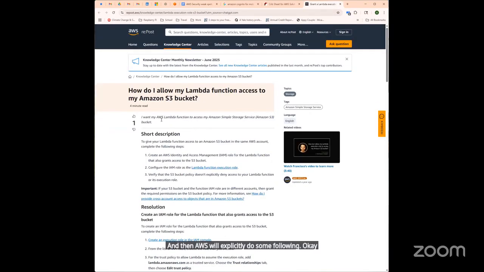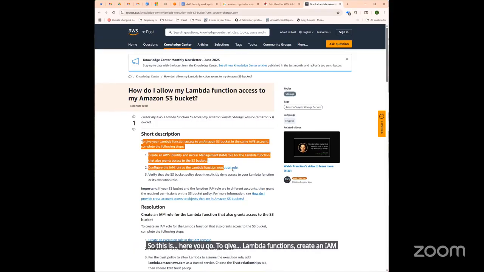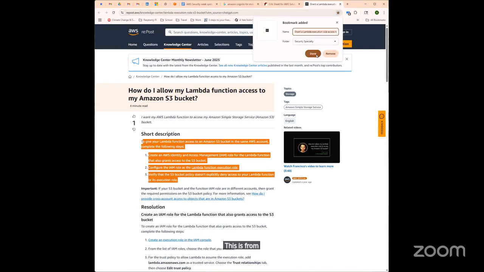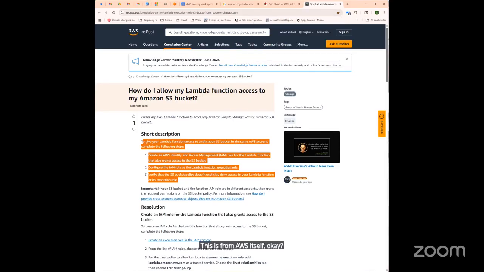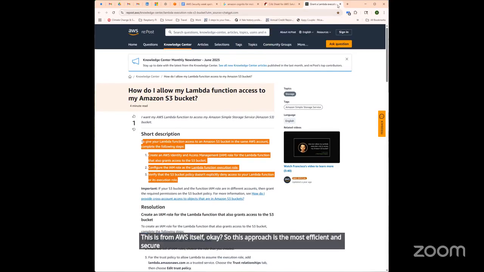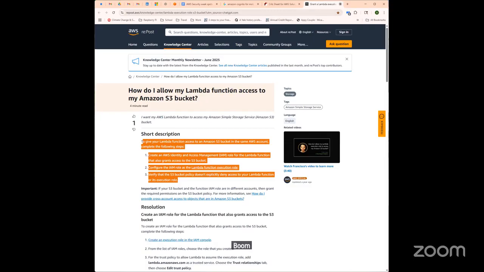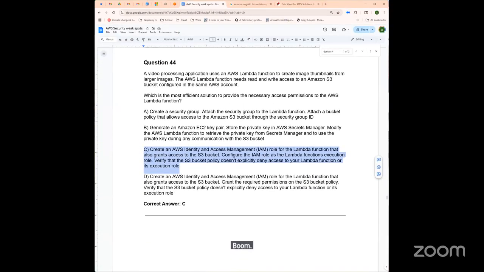Okay, so here you go. To give Lambda functions access, create an IAM role, configure the role as the Lambda execution role, and verify the bucket policy doesn't explicitly deny it. This is from AWS itself, okay? So this approach is the most efficient and secure and eliminates unnecessary complexities. Boom. Why are the other ones incorrect? All right, so what are the other ones?